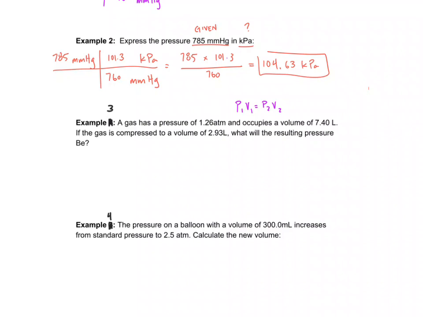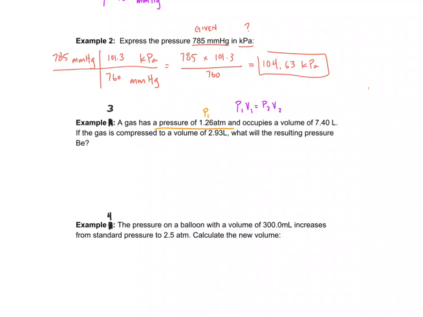So the first thing that you should see here is the pressure. It's telling you the pressure of a gas is 1.26 atmospheres. So that's my original pressure. I'll label this P1.